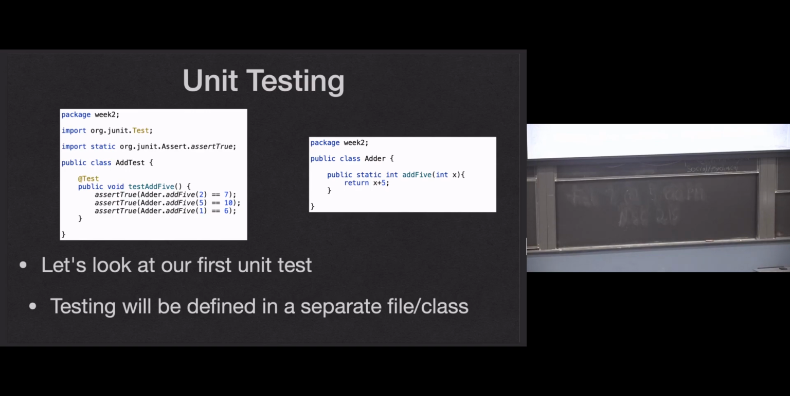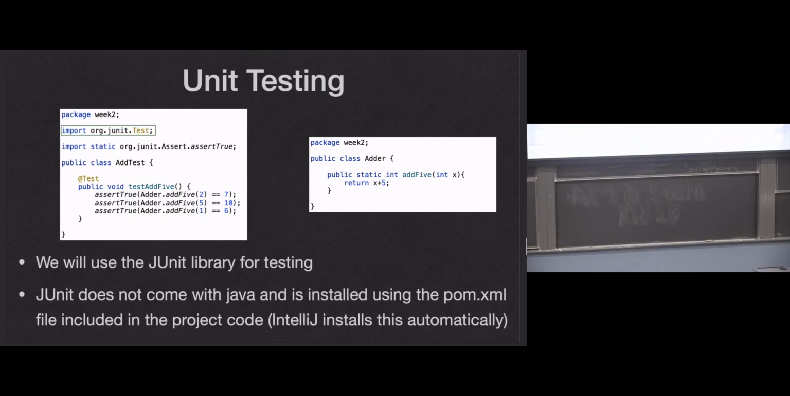Now let's just go through this line by line. So this code on the left is our code that's going to test our code on the right. Let's talk about it. So we're going to use a library for this. You should have this library installed already when you clone the repo. IntelliJ is smart enough these days to know to install this library.